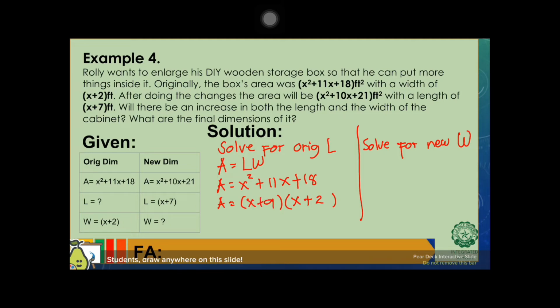If you double check, if you multiply x plus 9 and x plus 2, you will end up having the area. For the original length, we have x plus 9.